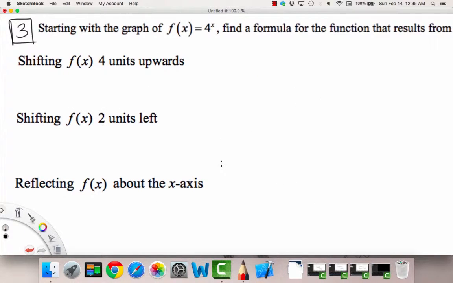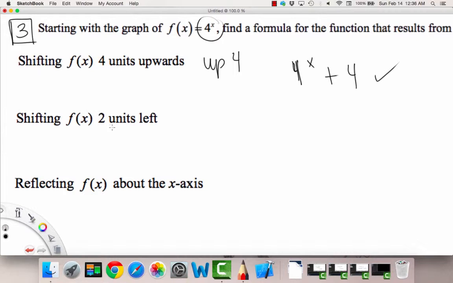Alrighty, number 3 says that starting with the graph of 4 to the x, find a formula for the function that results from, and we have 3 different kinds of transformations we could do. The first one is shifting f of x, which is this 4 to the x, 4 units upwards. If we want to move up 4, all we have to do is take our original function, 4 to the x, and then just tack on whatever we need, so plus 4 in this case. And that's it. Vertical shifting is really nice. Okay, so now let's look at the next one.